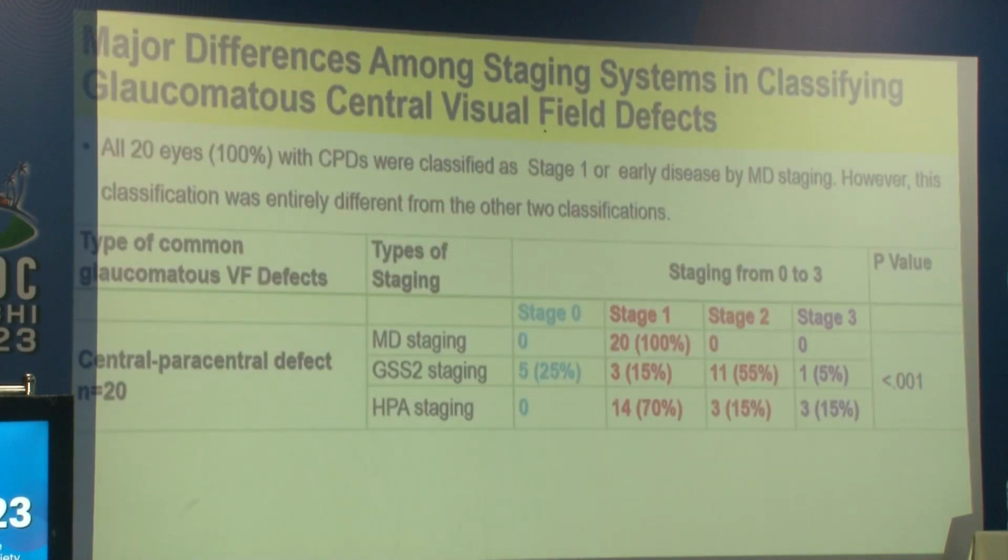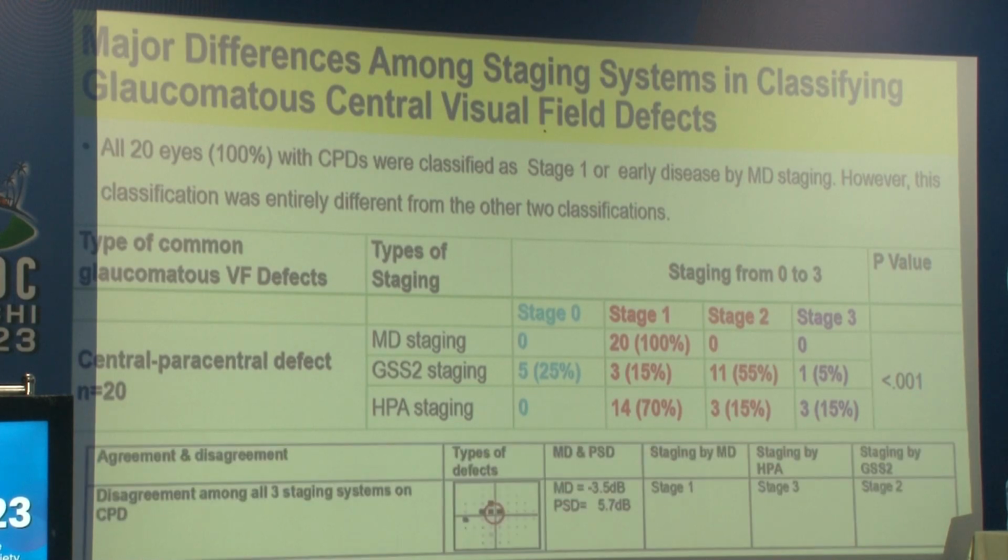Now, we observed the major difference among the staging systems in classifying glaucomatous central visual field defects. All 20 eyes with central paracentral defect were classified as stage 1 or early disease by mean deviation staging. However, this classification was entirely different from the other 2 classifications. Here we see a central paracentral defect. Now, there is disagreement among all 3 staging systems for classifying this visual field defect, where mean deviation staging classified it as stage 1, Hodapp-Parrish-Anderson classified it as stage 3, whereas GSS2 classified it as stage 2.